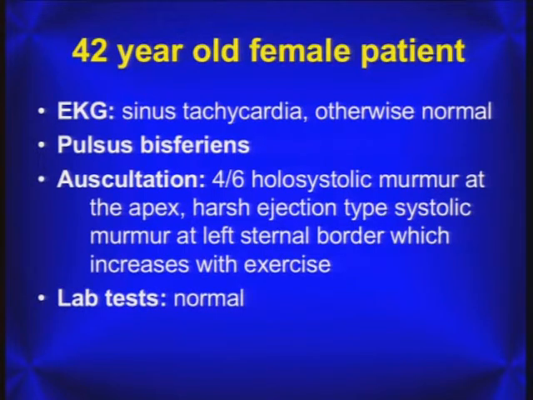With physical examination, pulsus bisferiens can be observed. On the ECG, we just saw sinus tachycardia, but otherwise it was normal. By auscultation, a 4 to 6 hollow systolic murmur at the apex was heard, and a harsh ejection type systolic murmur at the left sternal border, which increased with exercise. The lab tests were normal.